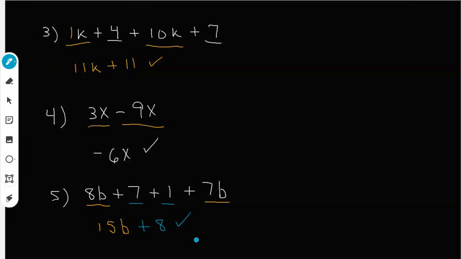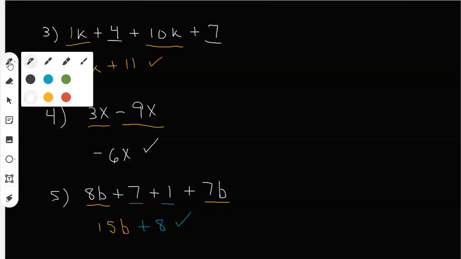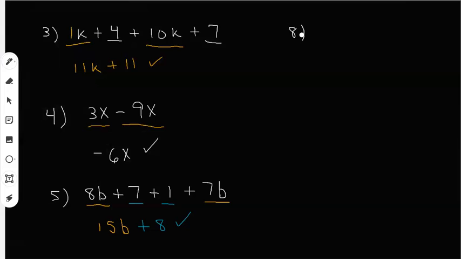All right. I'm going to skip to number 8, and then I'm going to skip to number 10. Let's do number 8 over here. Number 8 is going to be 8x minus 8x. And number 10 is going to be -8 plus 4a plus 5. So we'll do these two.